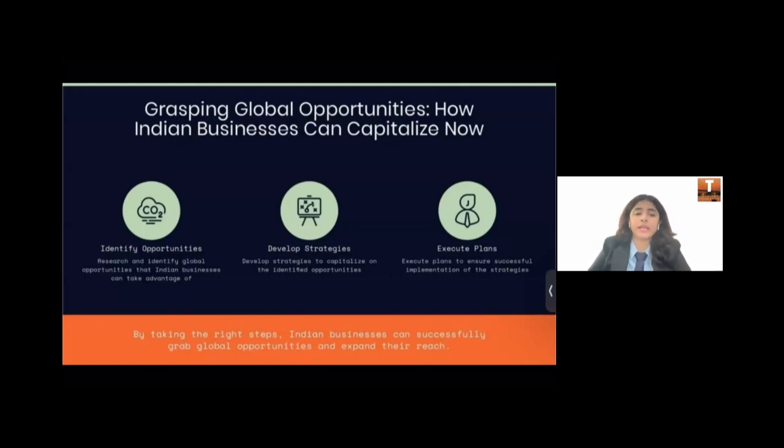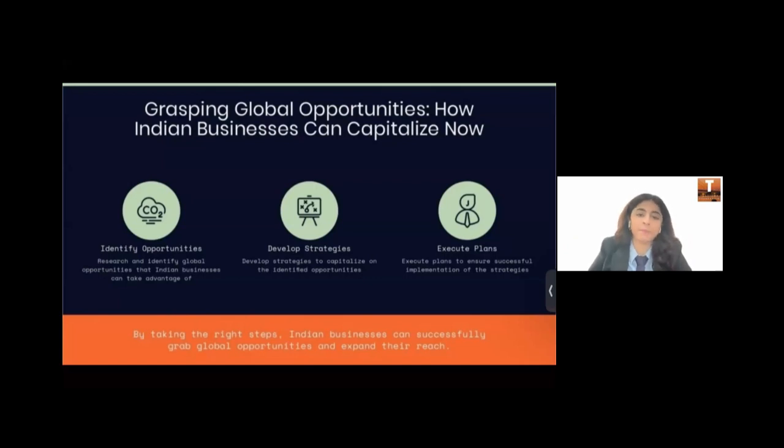Now, in the next slide, we'll be talking about grasping global opportunities, and how Indian businesses can capitalize now. As we know, Indian businesses have immense potential to capitalize on global opportunities and expand their presence in international markets. But how to actually capitalize on it on the global front?